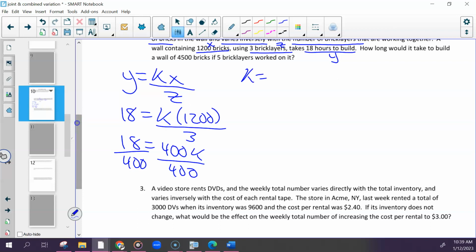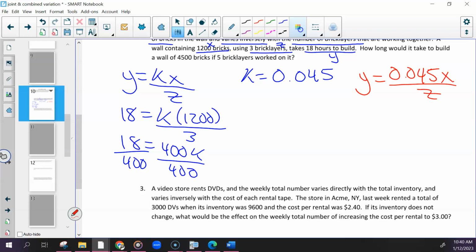Say that one more time. 0.045, not 0.425. Right. So we have our k value. Then we can put that into our equation. y equals 0.045x all over z.